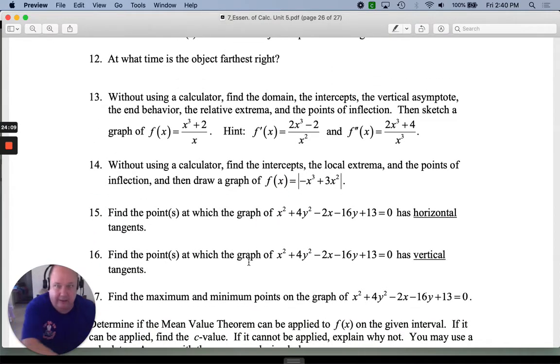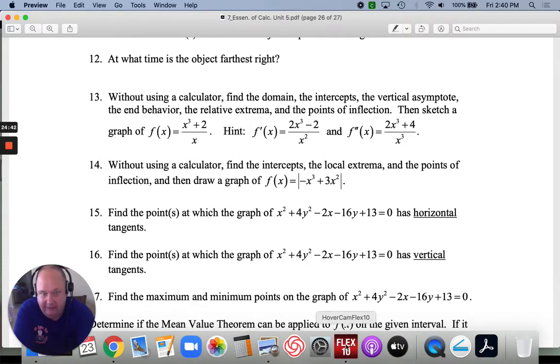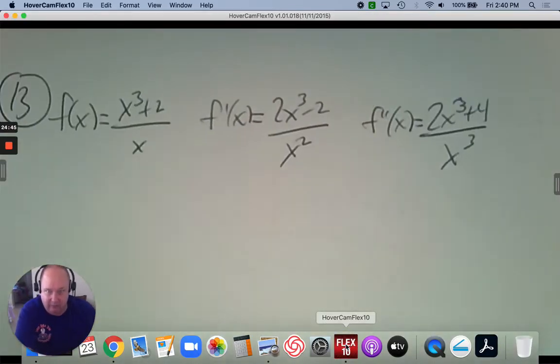All right, without using a calculator, find the domain, intercepts, and so on of that. So I am going to write down the function. Going to write down the derivative since it's given to me. And I'm going to write down the second derivative. And then I'm going to analyze and graph it, both with pre-calculus and calculus. So here we go. I know these are not easy, but we're going to do it together.